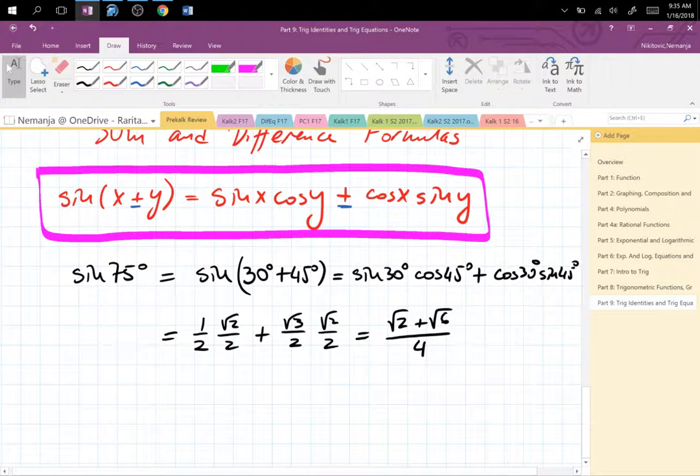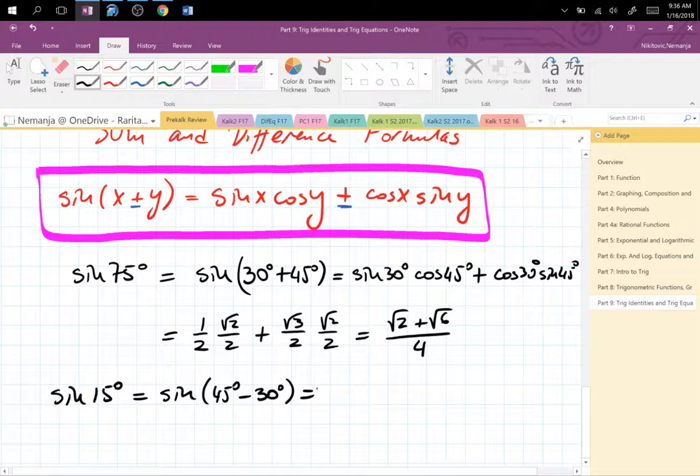It's just, you know, plug and pray, I guess, that there will be no issues in calculation. How much is sine of 15 degrees? Sine of 15 degrees would be sine of 45 degrees minus 30 degrees. And then you will use the same thing. So you have sine of 45 cosine of 30 minus, because it was minus there, cosine 30 times sine 45.